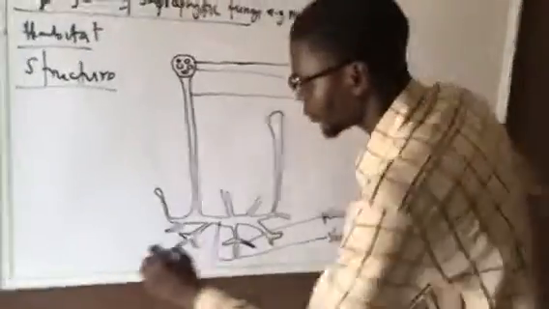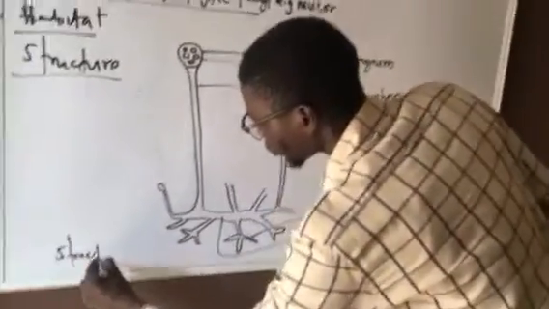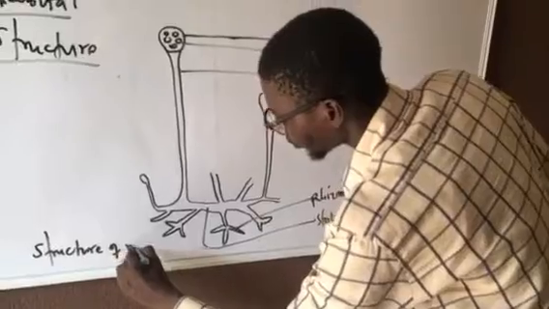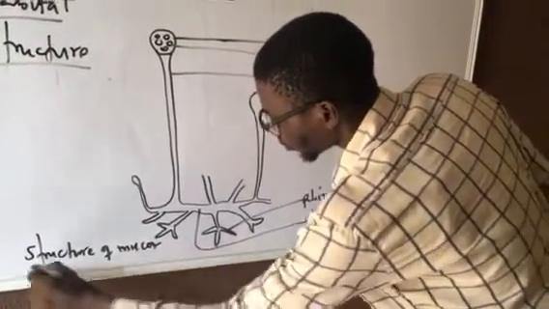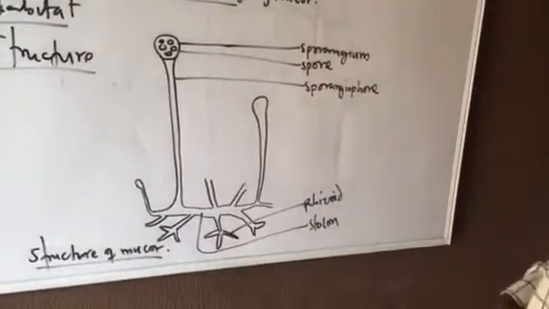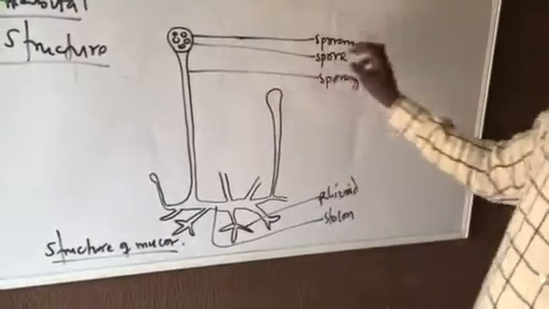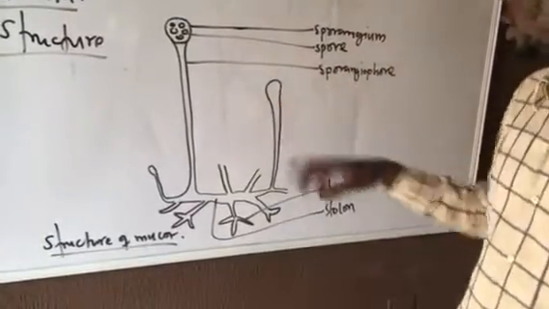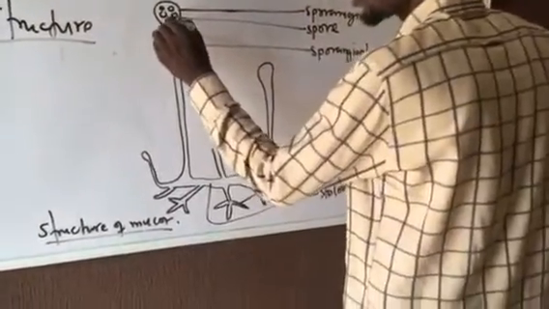That is the structure of Mucor. The sporangium, the spores inside the sporangium. We also have the columella. This is called columella.